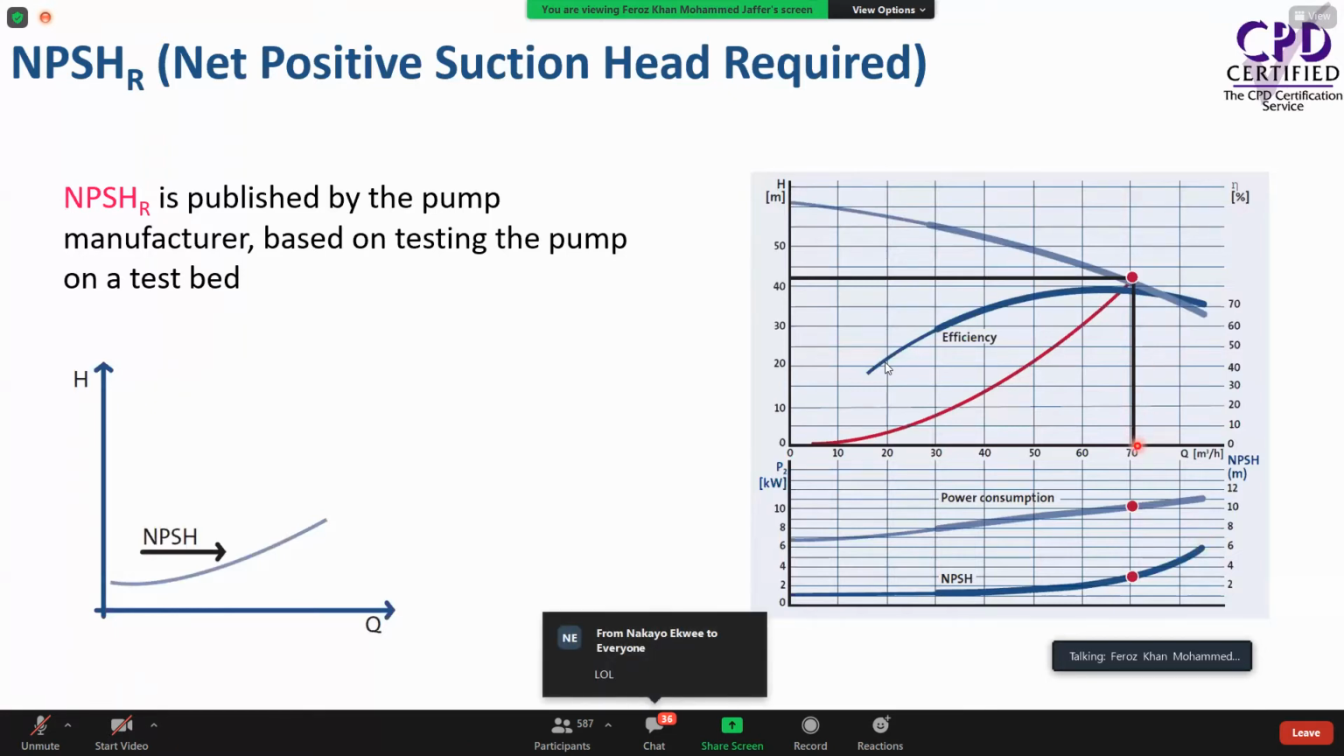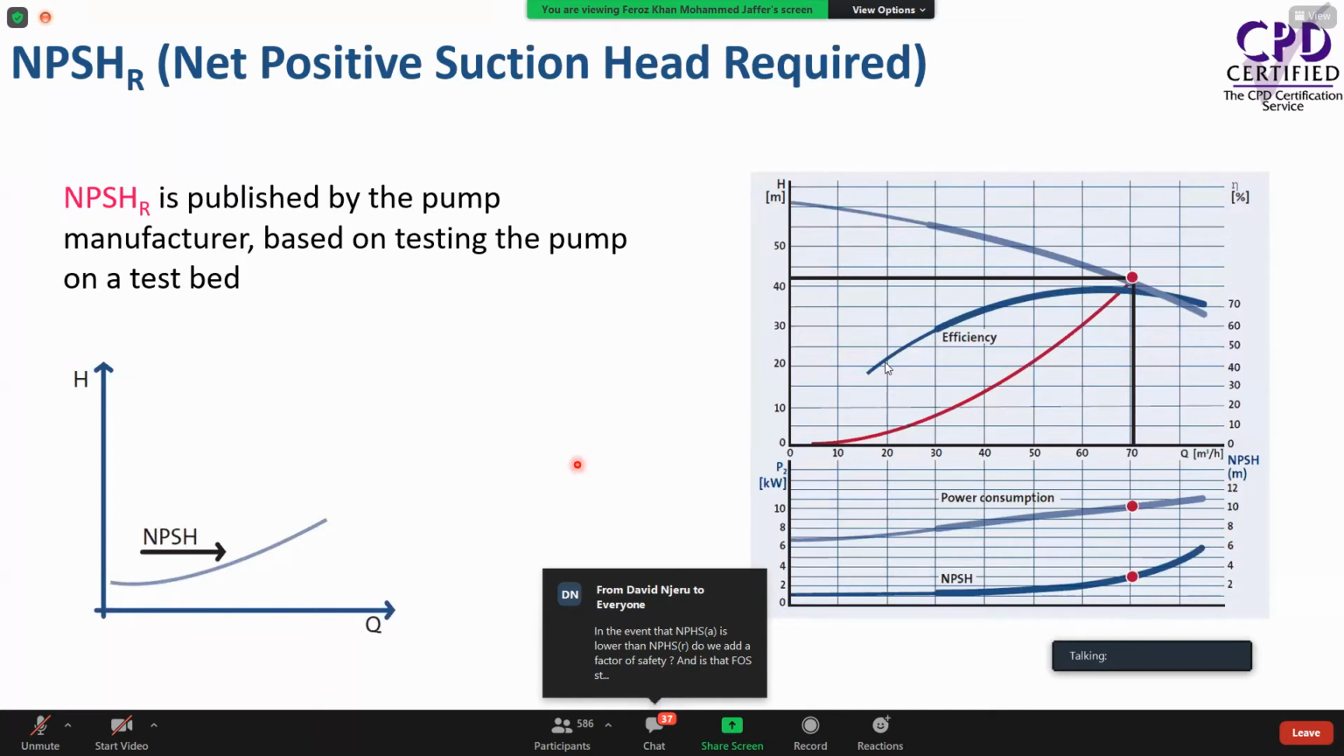Anyways, we will see in the following slides how we calculate and how we mitigate the risk. But you can read from here. In this case, you can see the NPSH required is 3 meters. These are the values. The NPSH required is 3 meters for this pump. So this is how you can find the NPSH required details. These are based on the test data the pump manufacturer will publish.